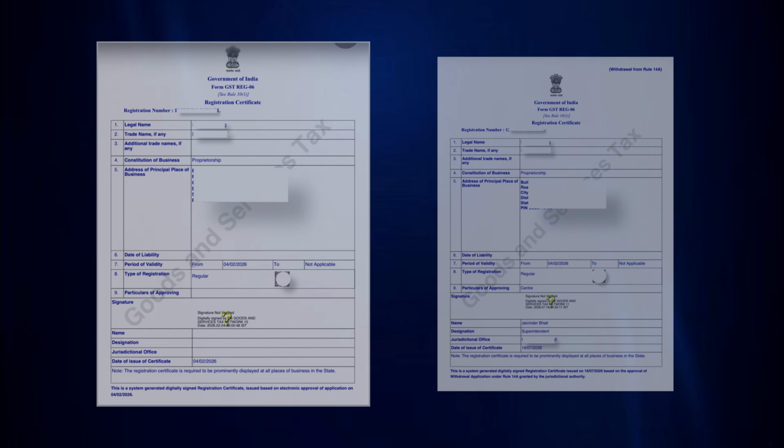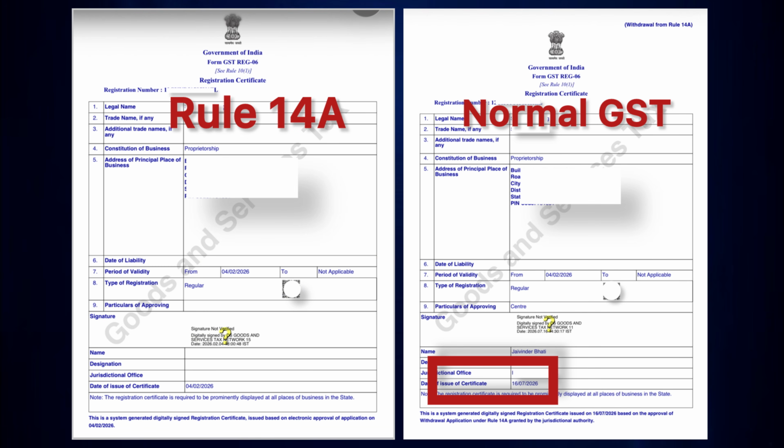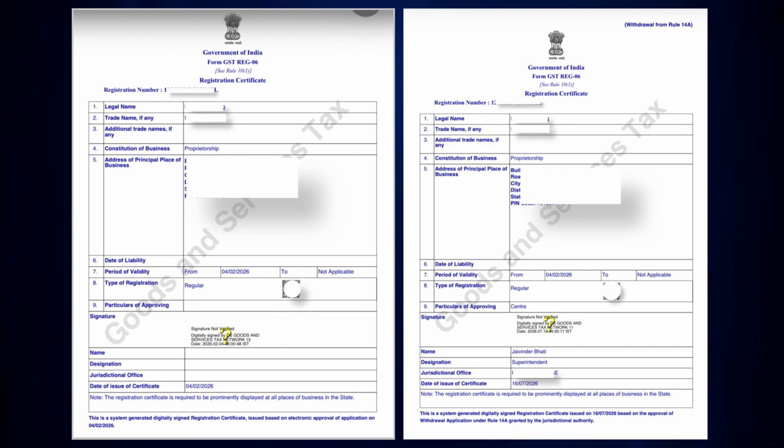In the certificate, you can see that the date of issue of certificate is the date on which the application was approved. From the first day of the following month, the taxpayer can start operating under the normal GST scheme. And that's how you can successfully opt out of Rule 14A and move to the regular GST scheme.